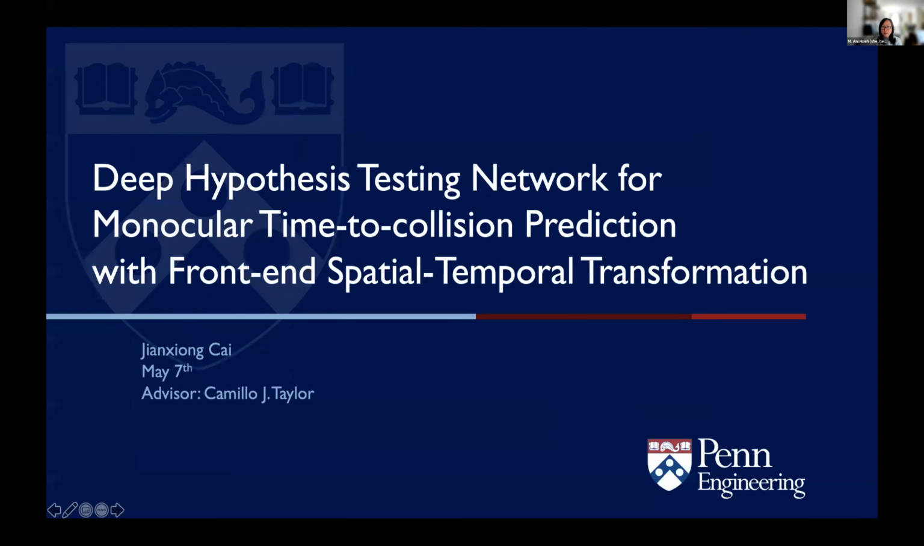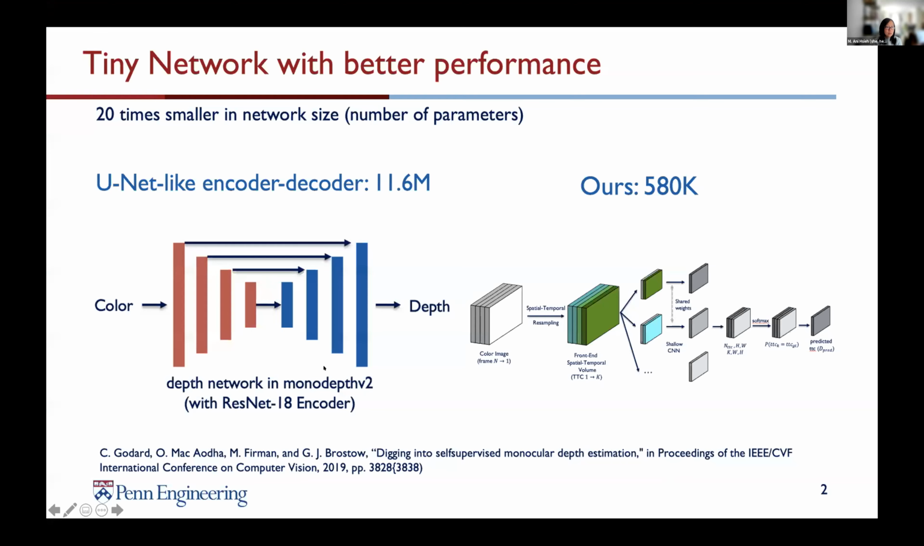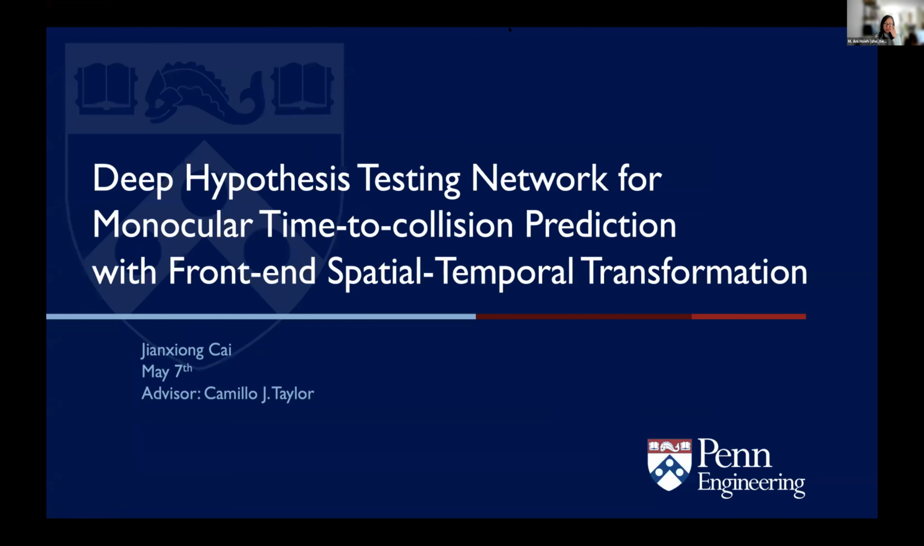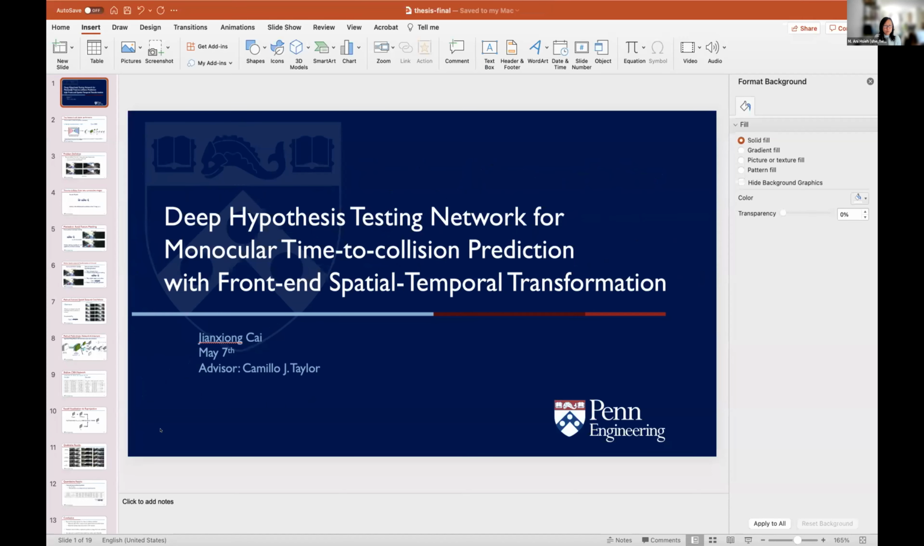And I am going to ask Jianxiong to get set up and share your screen. Okay, excellent. So our next speaker, let me just make sure I have my screen set up. Okay, great. So our next speaker is Jianxiong Cai, and his thesis is on deep hypothesis testing network for monocular time to collision prediction with front-end spatial-temporal transformation. So Jianxiong, whenever you're ready, go ahead and begin.